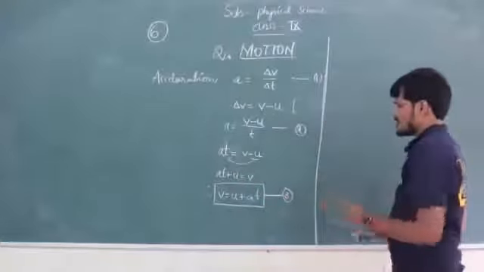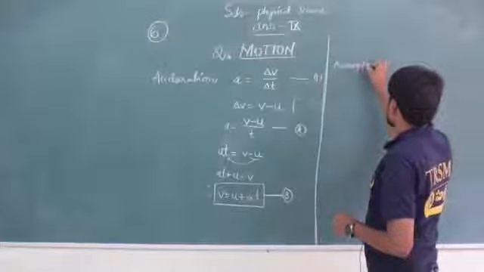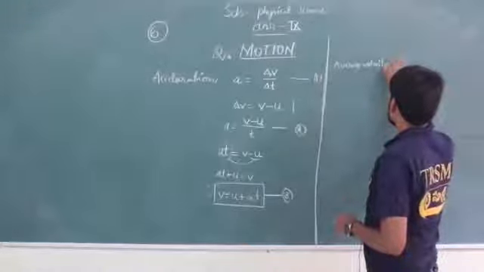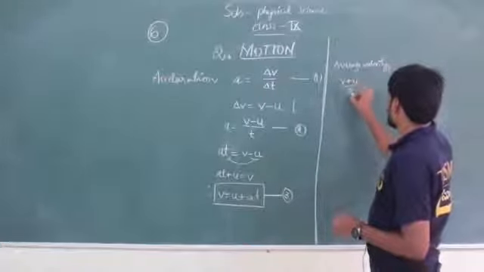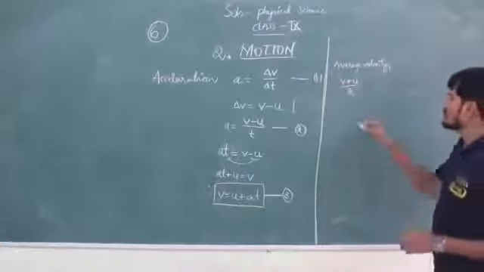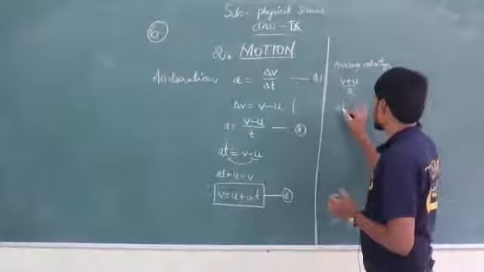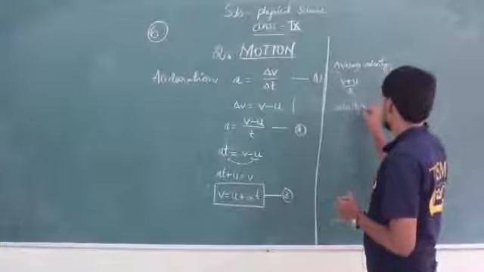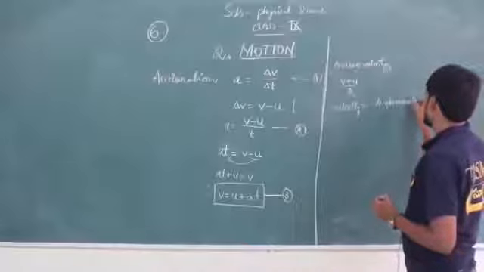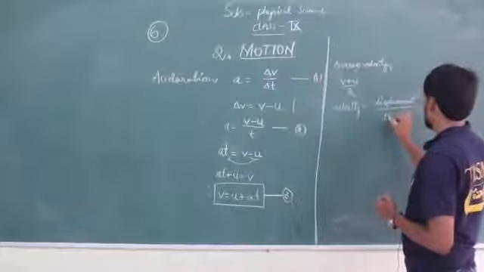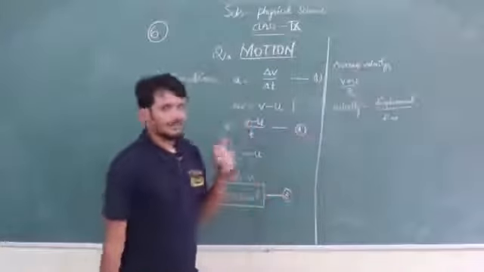So v equals u plus at. Now we know what average velocity is. Average velocity equals v plus u by 2. But here velocity equals displacement by time. Velocity equals displacement by time.